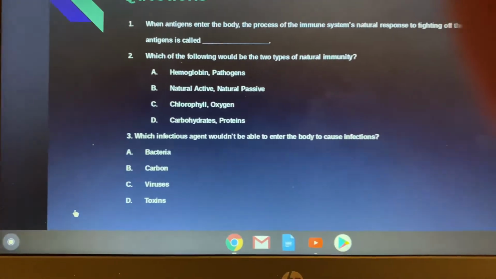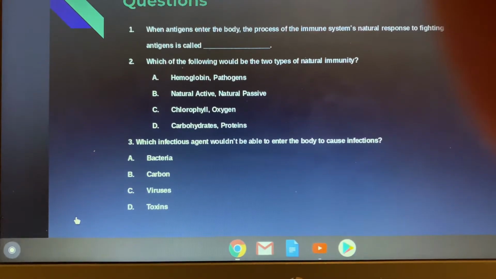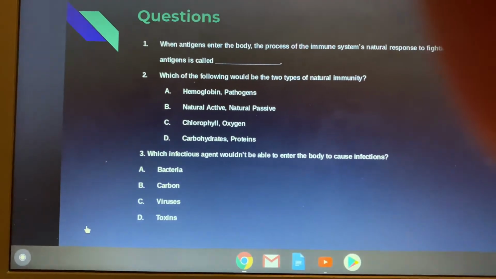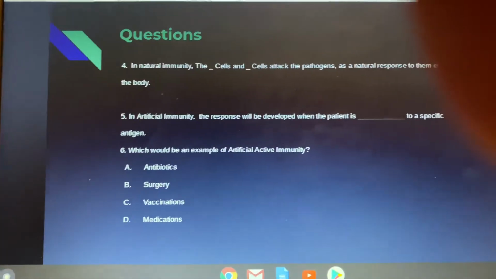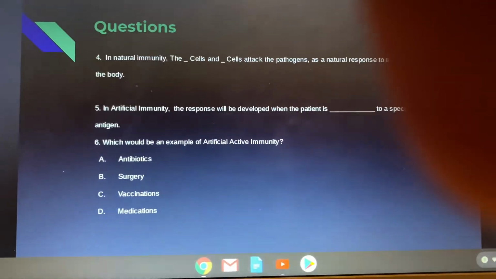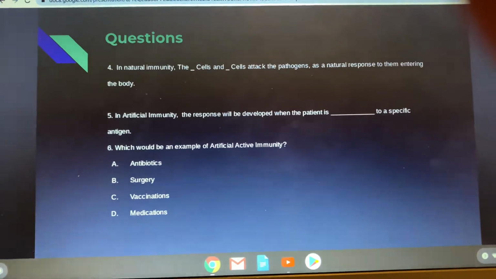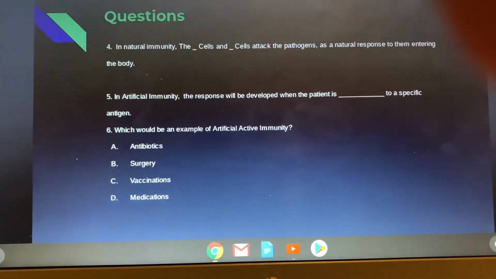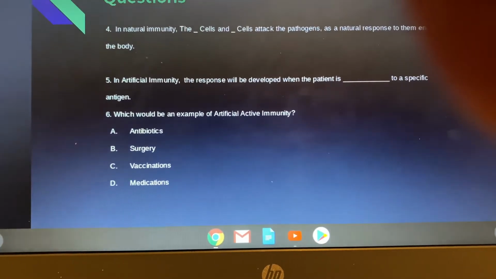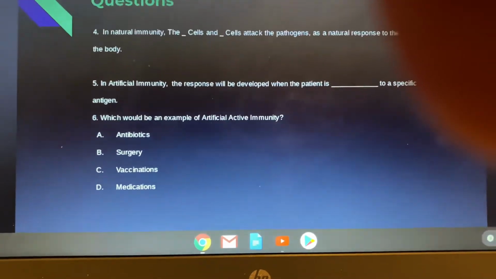Now 3, which infectious agent wouldn't be able to enter the body to cause infections? A being bacteria, B being carbon, C being viruses, D being toxins. Number 4, in natural immunity, the blank cells attack pathogens as a natural response to them entering the body. Number 5, in artificial immunity, the response will be developed when the patient is blank to a specific antigen.